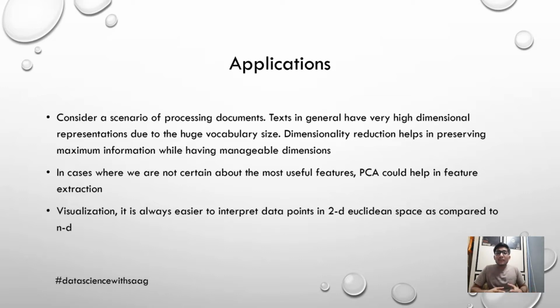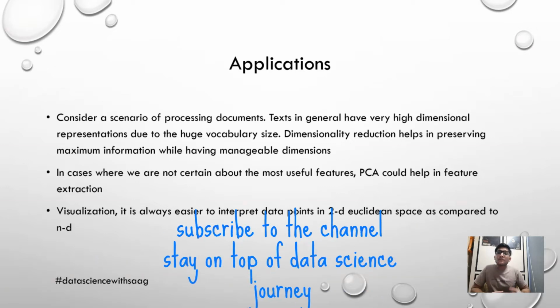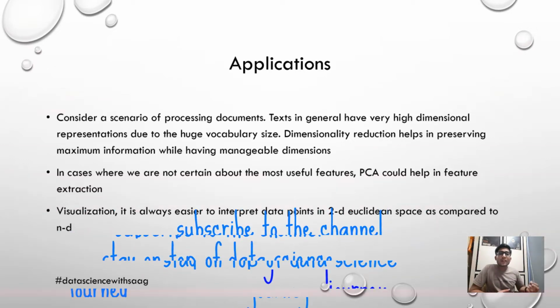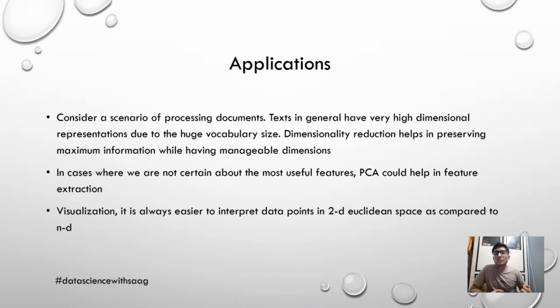The other application of dimensionality reduction is in feature extraction. When we want to extract features from the given data and we are not sure which features would be the most useful. The third and the most intuitive application of dimensionality reduction is in visualization. You would agree that it is always better to visualize something in a 2D Cartesian space as compared to an n-dimensional Cartesian space or even a three-dimensional Cartesian space, right?